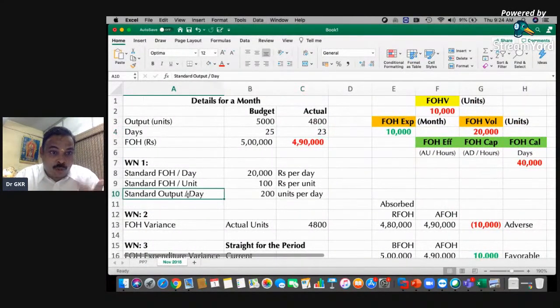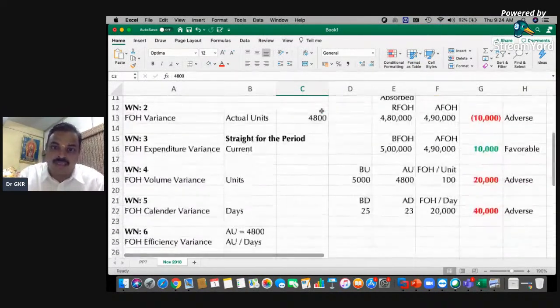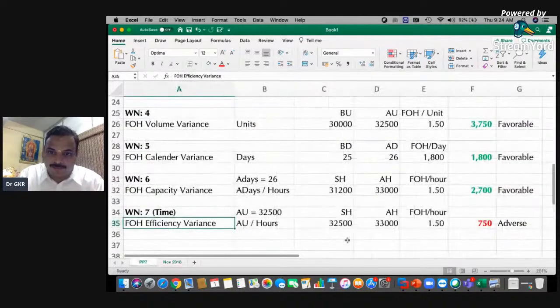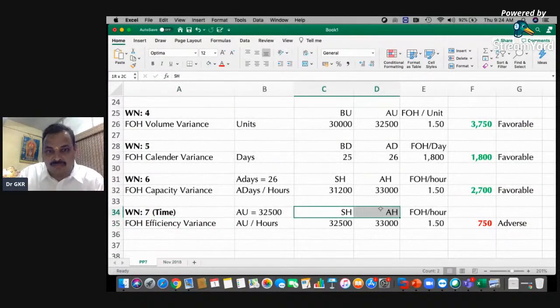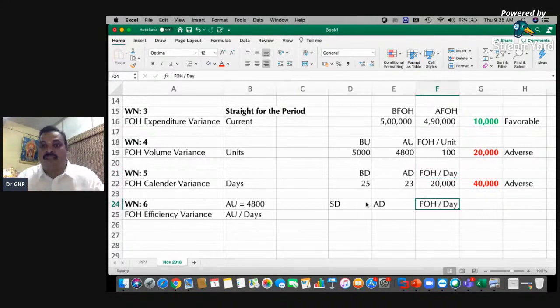That is why standard output per day is 200. So for your actual output of 4,800, how many days should you take? That is where it is very important, guys. Now please look at this: standard hours and actual hours for your actual units. Instead of standard hours, I'll say standard days and actual days, and fixed overhead per day instead of fixed overhead per hour, because it is time.